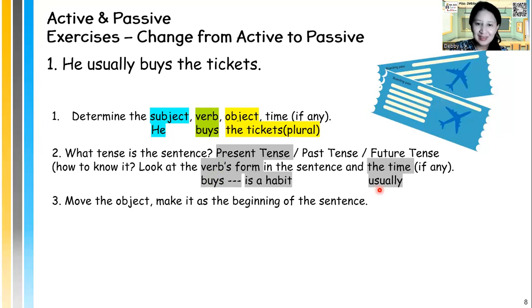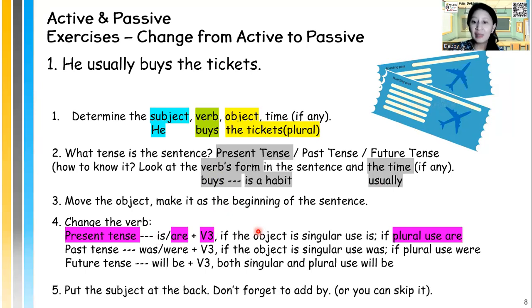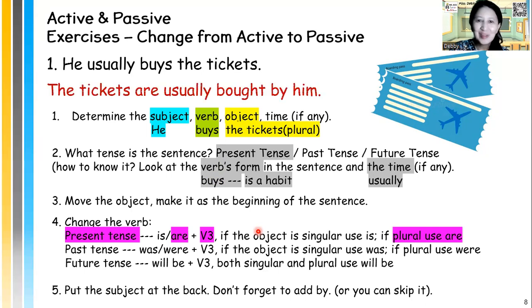Now move the object. Make it the beginning of the sentence. So the tickets, right? And then change the verb, with the present tense. Here it is are because it's plural, right? And don't forget to put the subject at the back. So, what is the passive sentence for this? He usually buys the tickets. So first is the tickets, good, are usually bought by him. Did you get that?